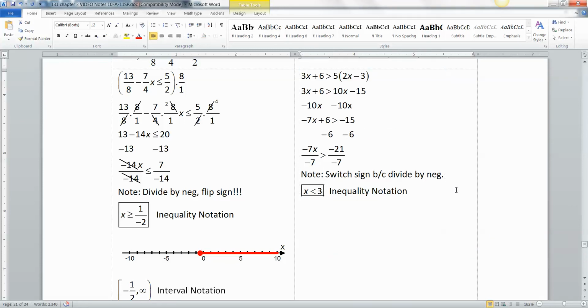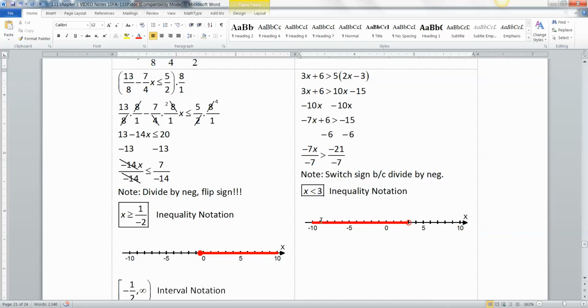Now I need a picture of it. So I'm going to need a number line. I need a dot on 3, but it can't be a closed dot because I don't get to actually equal 3. So I'm going to need an open dot on 3, and I'm going to have to shade to the left because I want things that are smaller than 3. So let me go do that. And there we go. Open dot on 3, shade to the left.